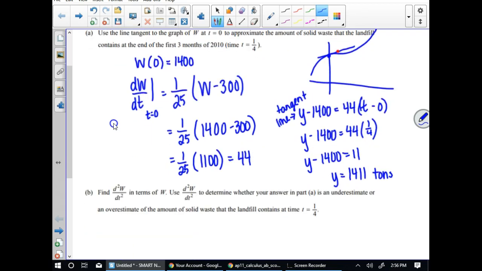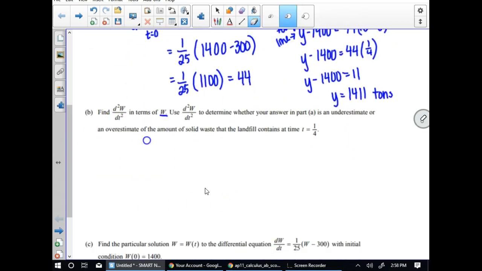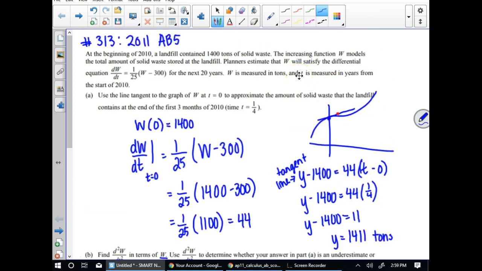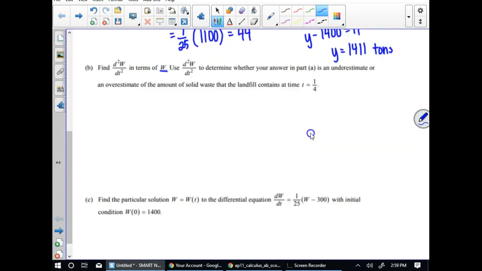Okay. Our next part asks us to do something. The second part asks us to find the second derivative in terms of W. Use the second derivative to determine whether your answer in part A is an underestimate or an overestimate of the amount of solid waste that the landfill contains. So that problem that I just did, we don't really know whether this graph is concave up or concave down. We do know that the graph is increasing because it tells us that W is an increasing function.